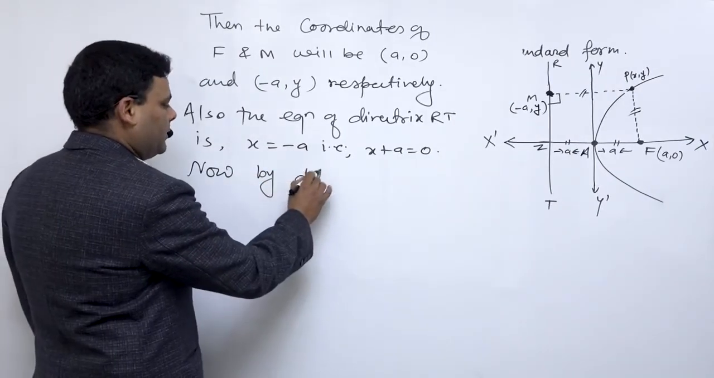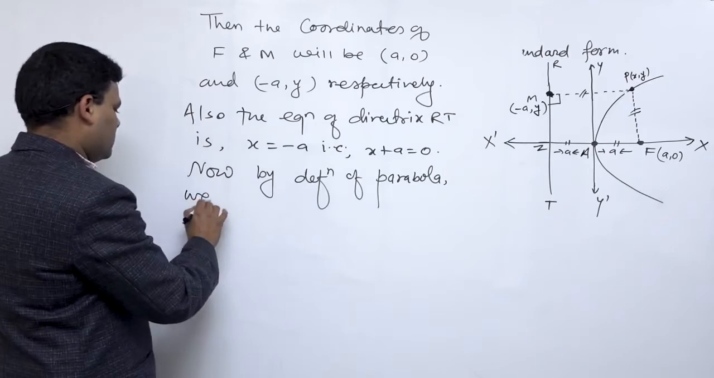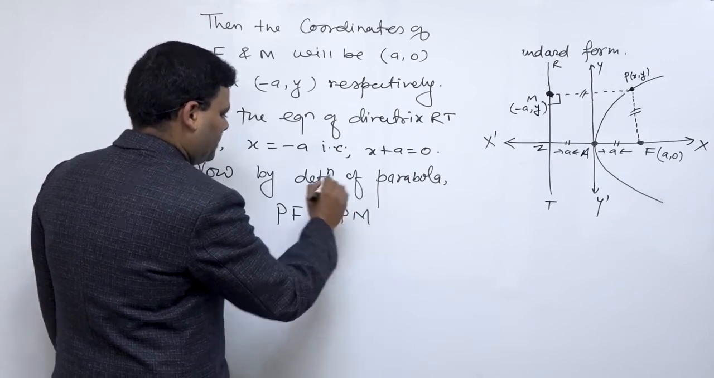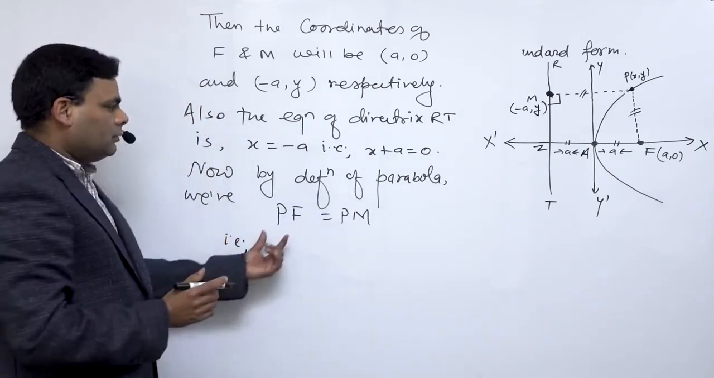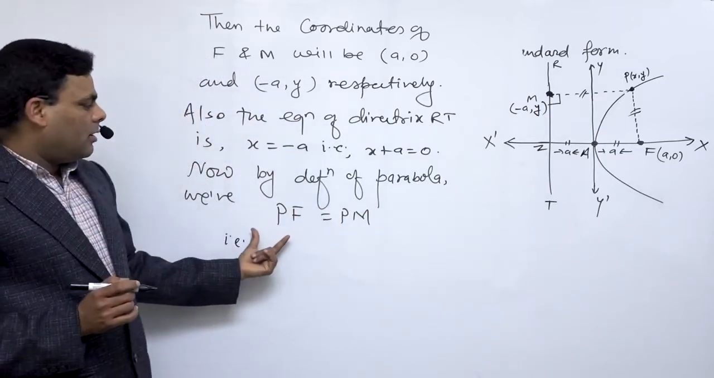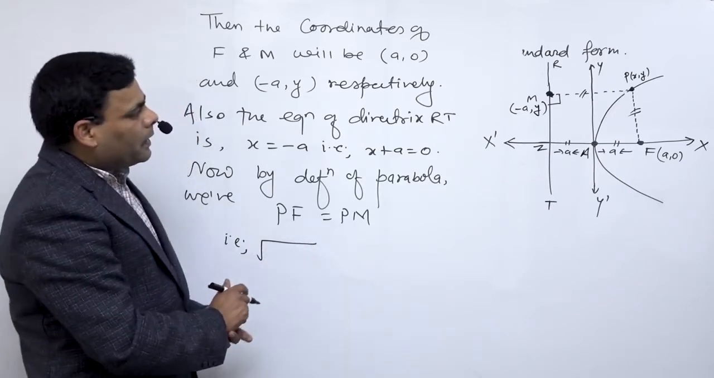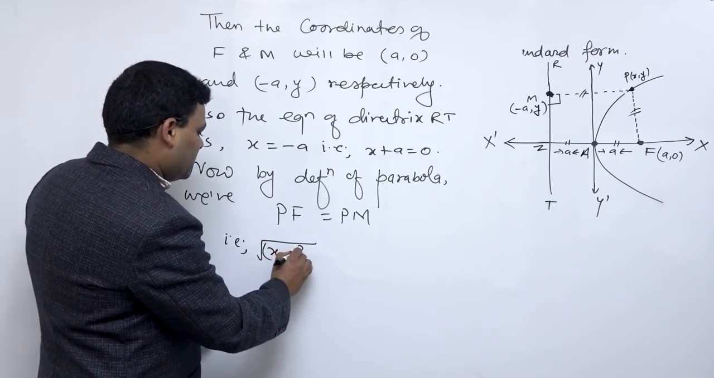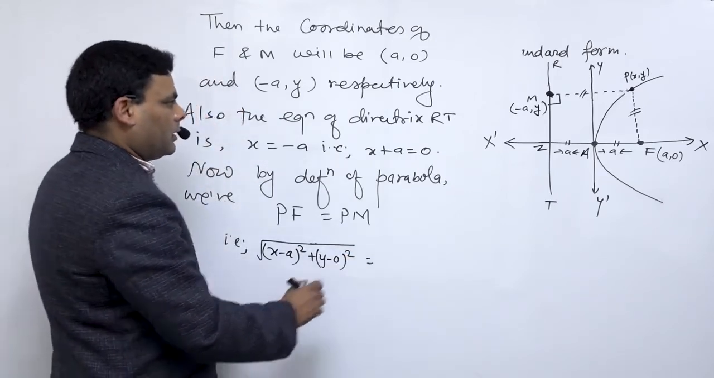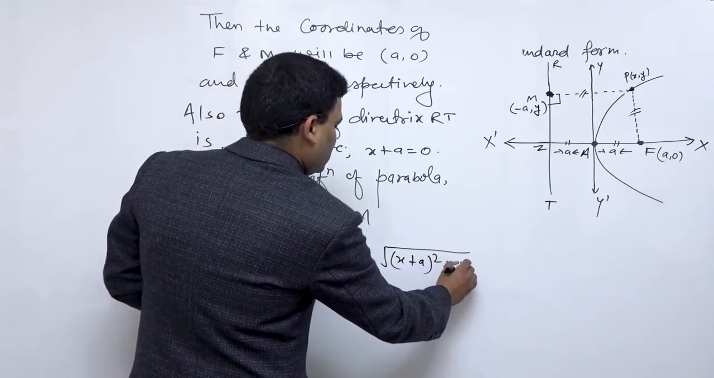By definition of parabola, we have PF equals PM, so let's apply the distance formula. The distance from P to F equals the distance from P to M. Therefore by definition of parabola we have PF equals PM, and using the distance formula, PF is the square root of (x minus a) whole squared plus (y minus 0) whole squared, equals the square root of (x plus a) whole squared plus (y minus y) whole squared.